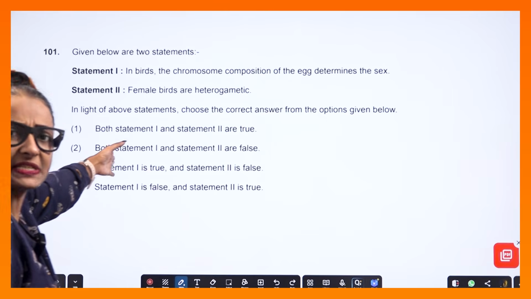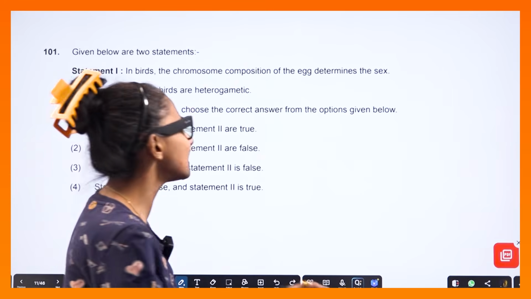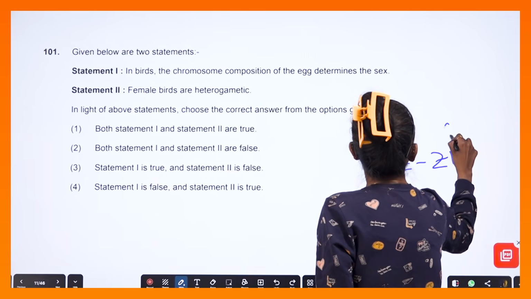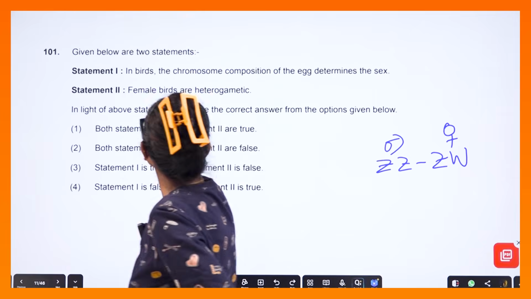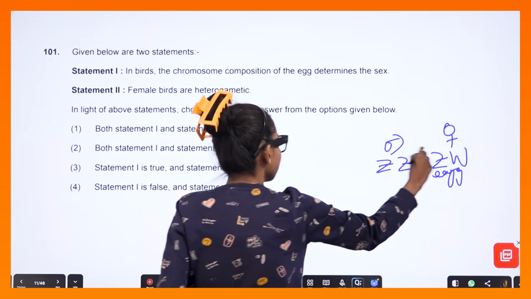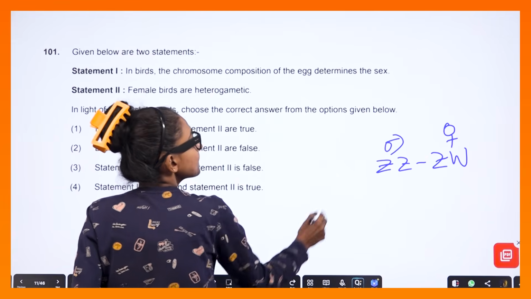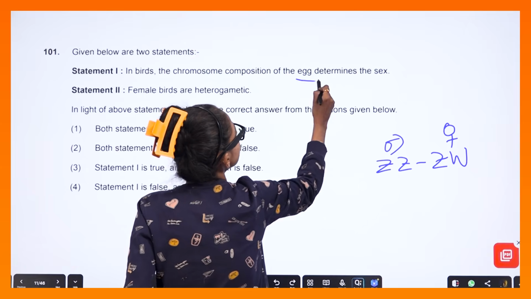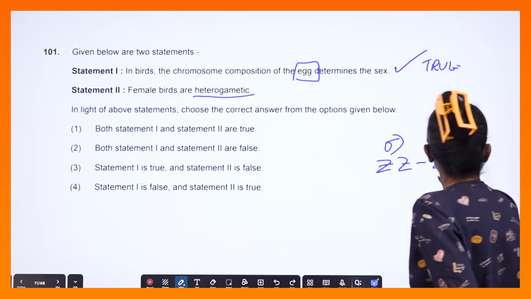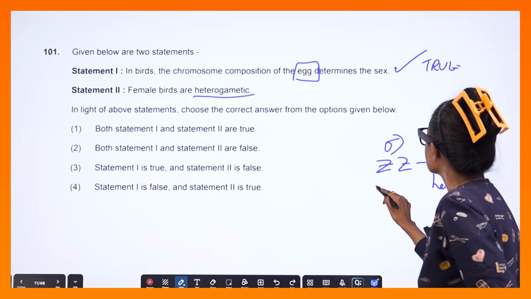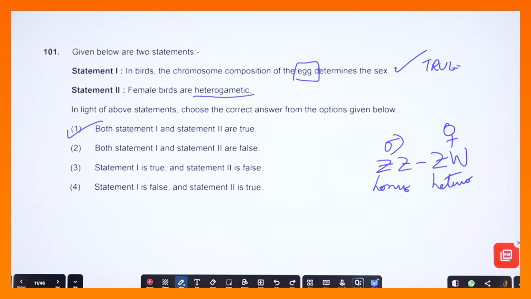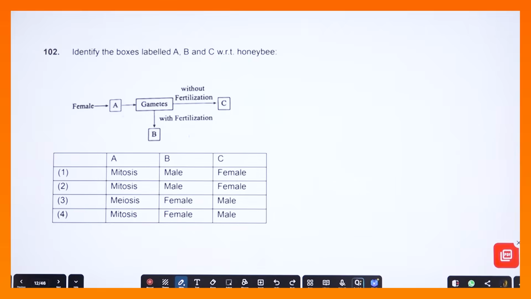We did a question before this, no? ZZ and ZW. Remember that question? ZZ and ZW condition, where this is female and this is male. So in birds, the chromosome composition of the egg determines the sex. True? Female birds are heterogametic. Correct? And this is homogametic, obviously. So both statements 1 and 2 are true. Correct? Let's move on.